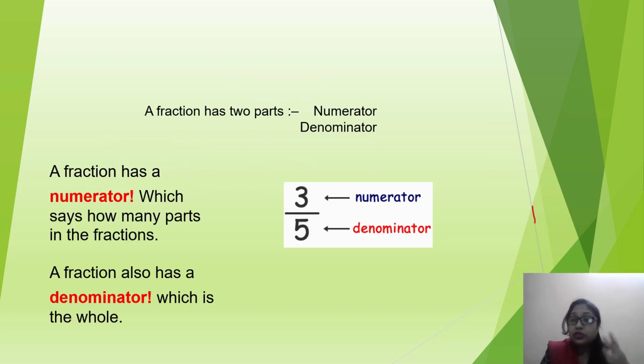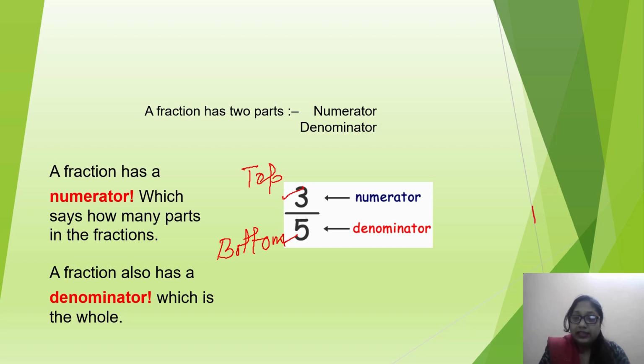A fraction has two parts. One is numerator, the second one is denominator. The numerator shows how many parts in the fraction, and the denominator is the whole in the fraction. So the numerator is the top part of the fraction and the denominator is the bottom part of the fraction. Here 3 shows the numerator and the 5 shows the denominator. This is the bottom part of the fraction.